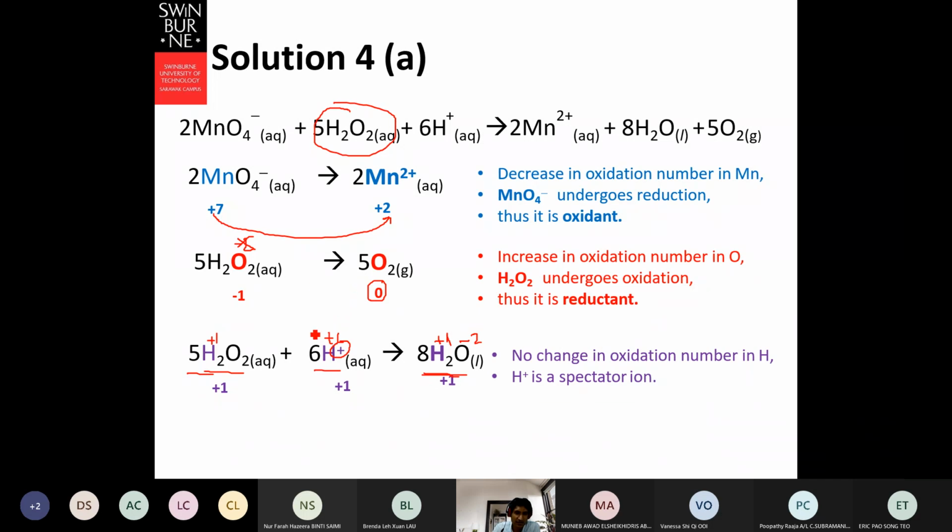So it is a spectator ion. It does not go through any oxidation or reduction reaction. It's just watching, just witnessing. It does not do anything. That's why it is a spectator ion. It does not take part in the reaction.